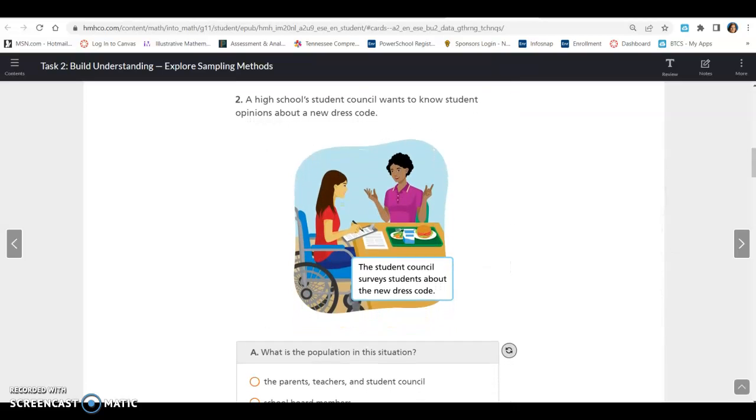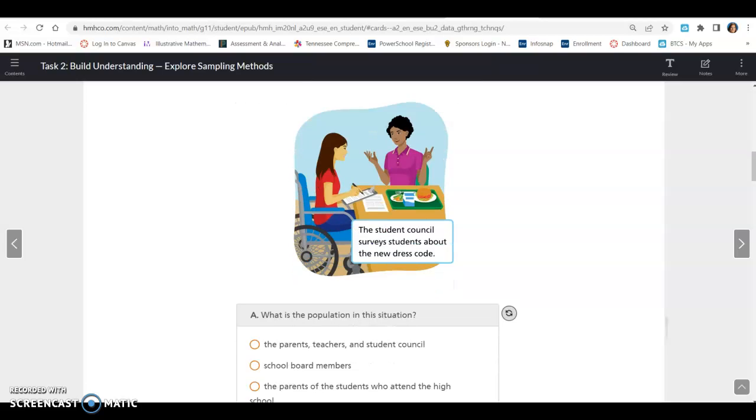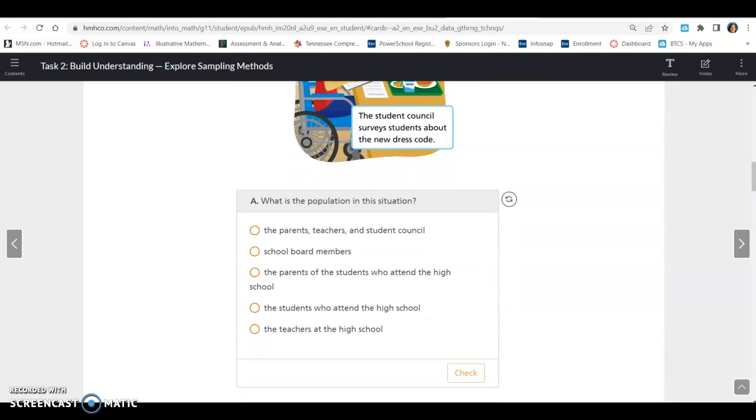All right, so a high school student council wants to know student opinions about a new dress code. All right, so the student council surveys students about the new dress code. What is the population in this situation? Parents, teachers, and student council, school board members, parents of the students who attend the high school, the students who attend the high school, and teachers at the high school.